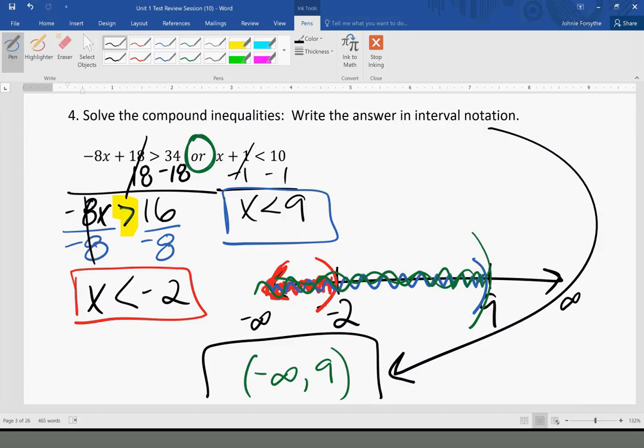Now, just so we're clear, if this were an AND compound inequality, then the solution would be where they overlap. So they would just be this part over here. But it's OR, so we include everything.